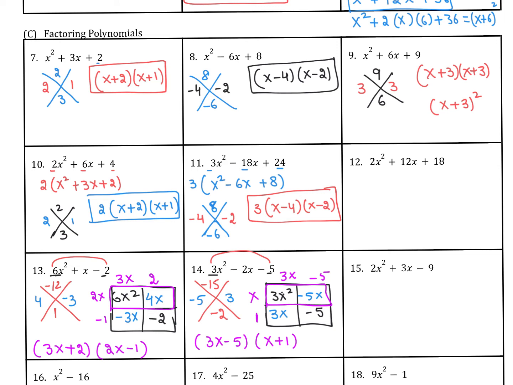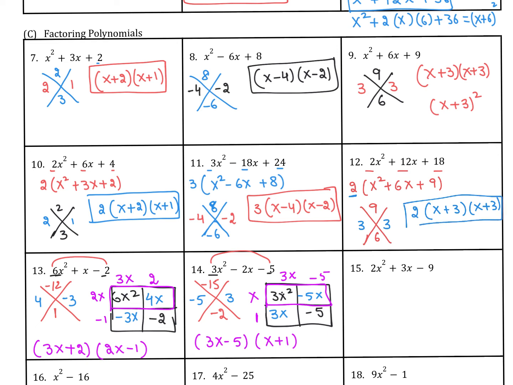For number 12, since there is a 2 that can be factored out, 2 divided by 2 is 1x squared, 12 divided by 2 is 6x, and 9. You're going to use the cross method for the trinomial, and the two numbers are going to be 3 and 3. So the factors are x plus 3 and x plus 3, and you still have this 2 in the front. So this is your complete factorization.